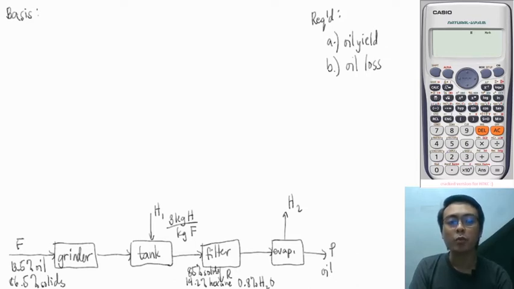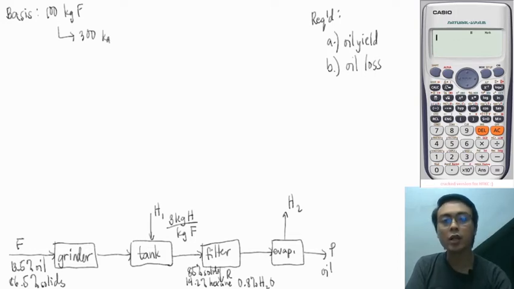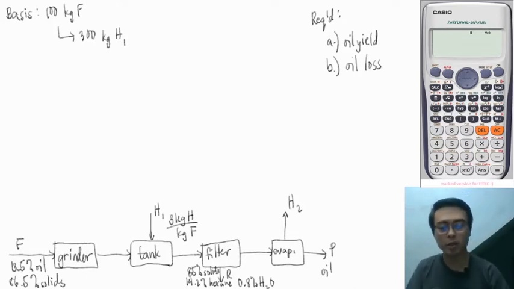However, it would be more appropriate if you choose F as your basis, because if you take a look at stream H1, the value of that depends on the value of F. So by specifying, for example, 100 kilograms of F, automatically, we can determine that we have 300 kilograms of H1 because a ratio of 3 kilograms of H per kilogram of F is present. Okay, so that's the power of choosing the right basis.